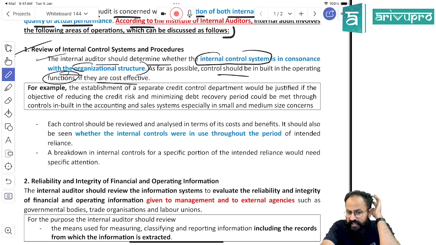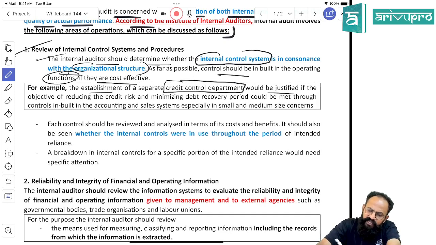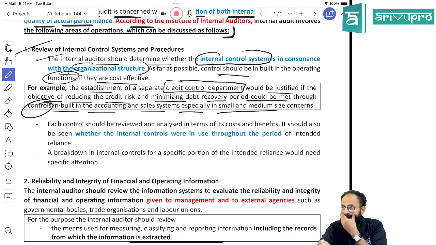What do you mean by that, sir? Internal control in itself, people, need not be a different department. Don't make internal control a different department. They are trying to tell you, try to put the internal controls in the process only so that they will be cost effective. And how is that? See, there is one example. The establishment of a separate credit control department would be justified if the objective of reducing the credit risk and minimizing the debt recovery period could be met through controls inbuilt in the accounting and sales system, especially in small and medium size concerns. Now, what is it, sir?